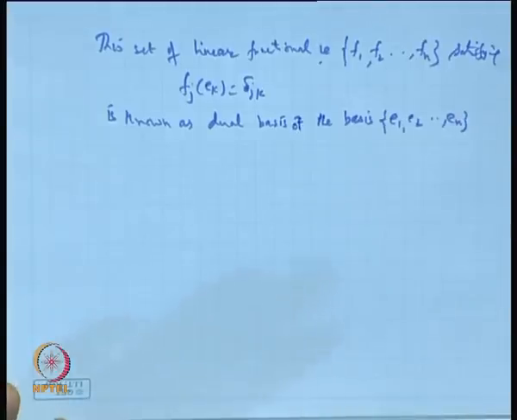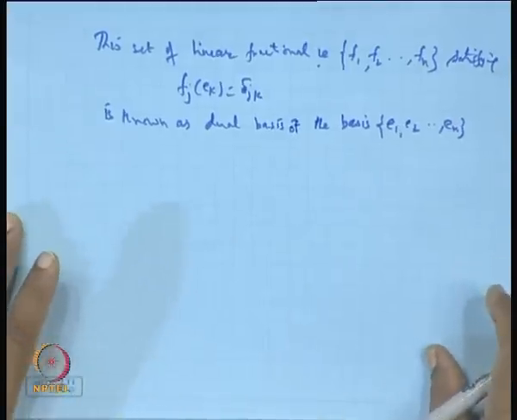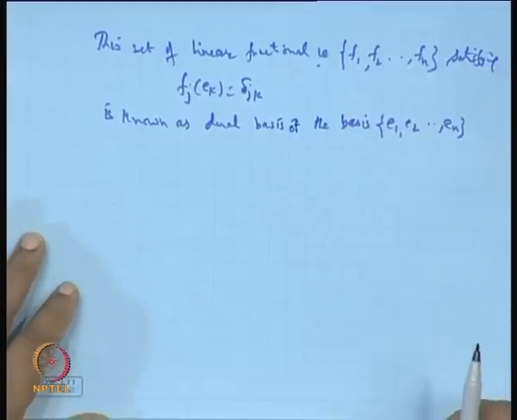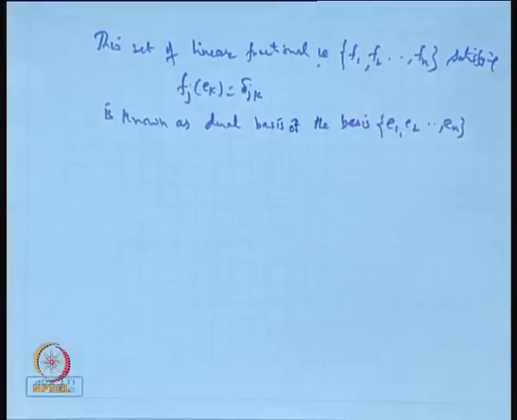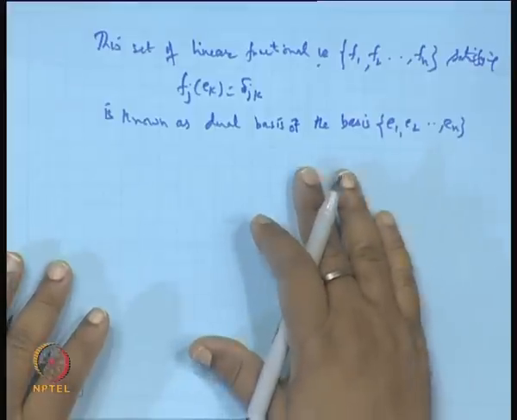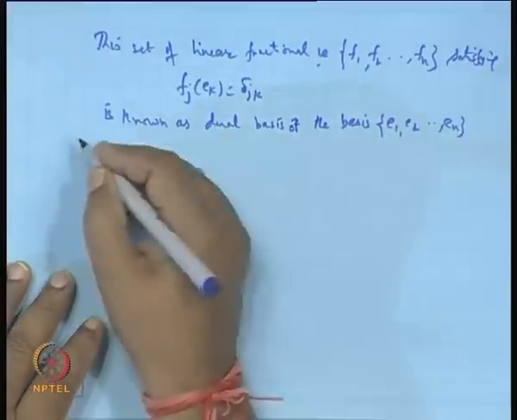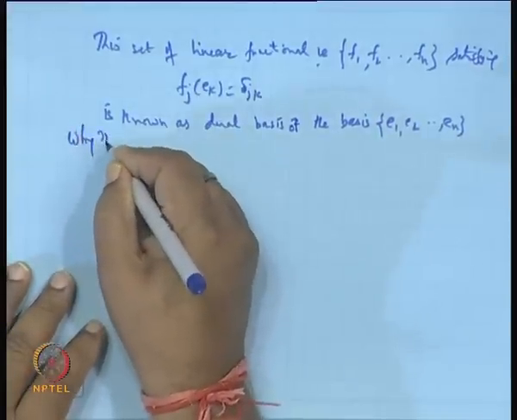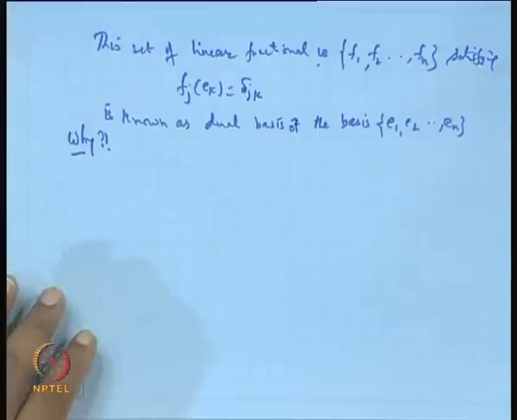Is it okay? So, this is the dual basis of it. But why is it known as the basis? Because basis means it should be linearly independent and it should span the whole class. So, dual basis of this. In fact, we will show this. The question is why. Okay?